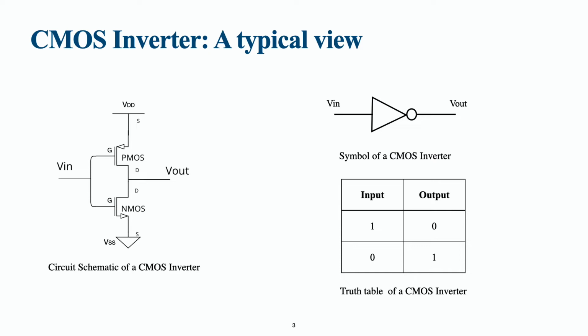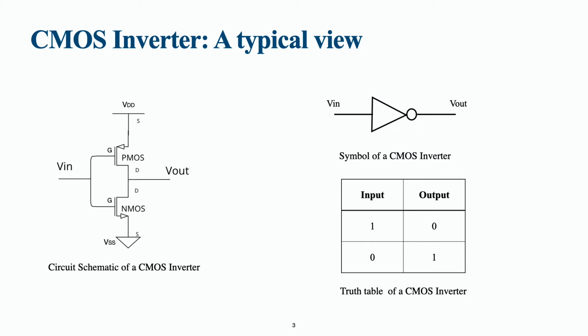Now look into the circuit. PMOS transistor is placed on the top, NMOS transistor is placed at the bottom, and both transistors will have three terminals: gate, source and drain. When we look at the PMOS transistor, source is connected to VDD, drain is connected to output, gate to the input. For the NMOS transistor, drain is connected to the output, gate to the input and source to the ground. This is how a simple CMOS inverter is formed.